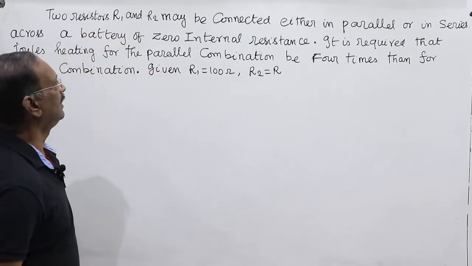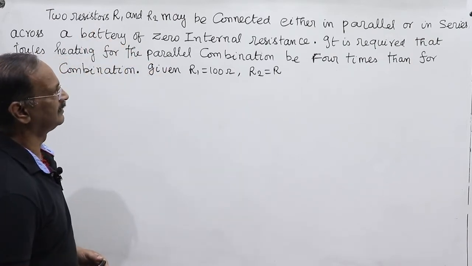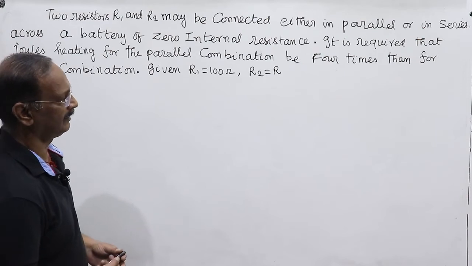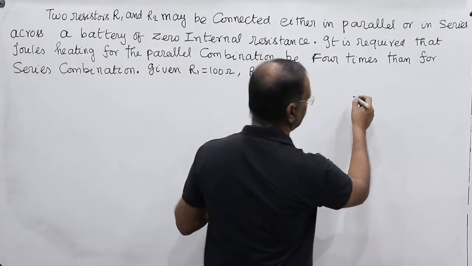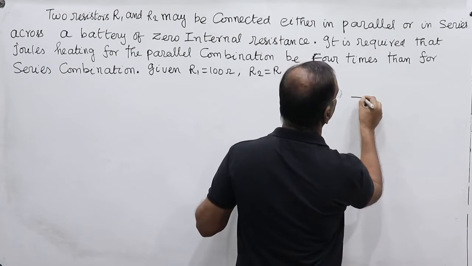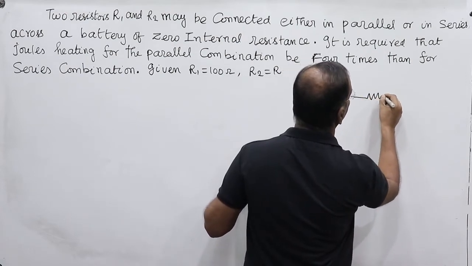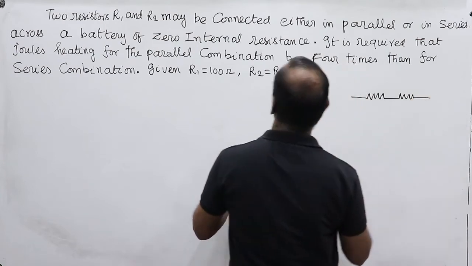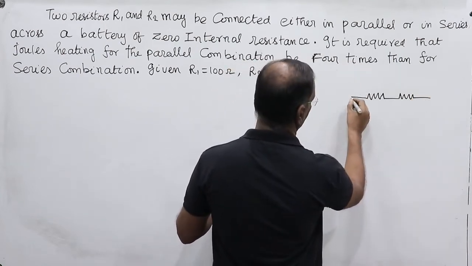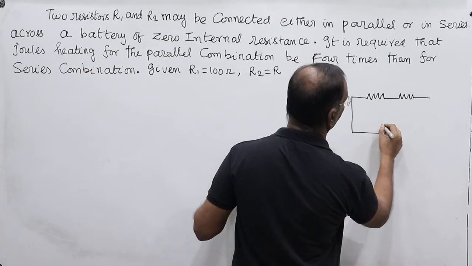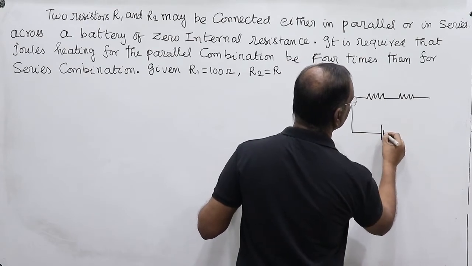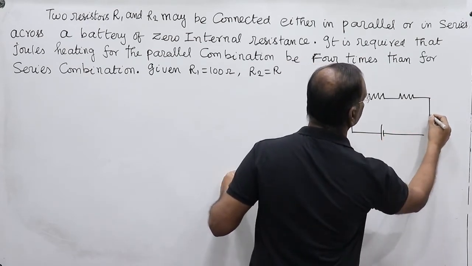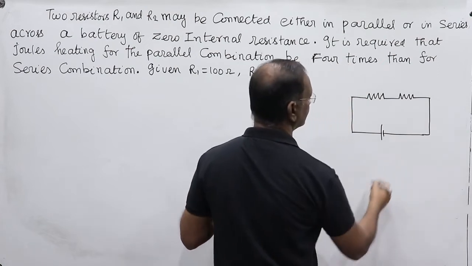Two resistors R1 and R2 may be connected either in parallel or in series. First, let us see series. Two resistors connected in parallel or series to a battery. This is a battery with zero internal resistance. It means it does not have internal resistance.